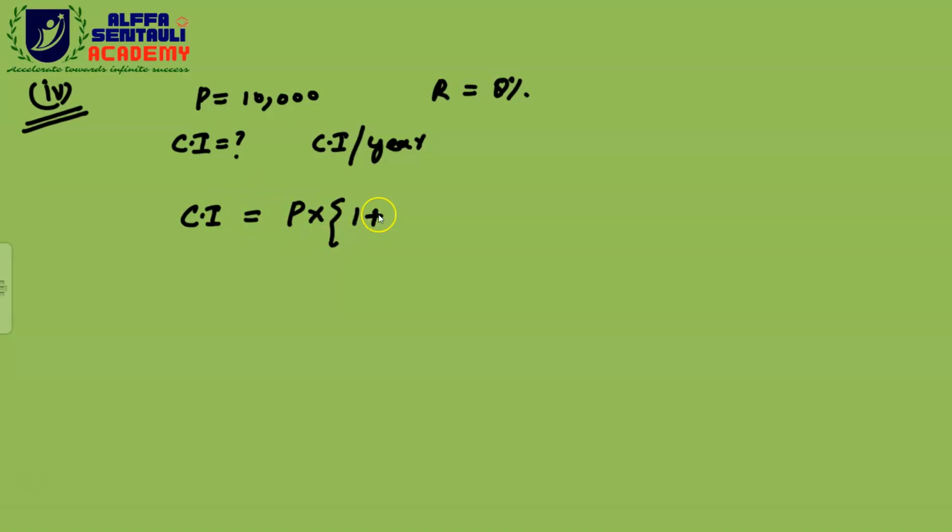Now they are asking to find compound interest per year, right? And what is the rate of interest they are providing? Rate of interest is how much, beta? 8%. You know what is the formula of compound interest? This is P (1 plus R upon 100) to the power N. This N represents your years, time.